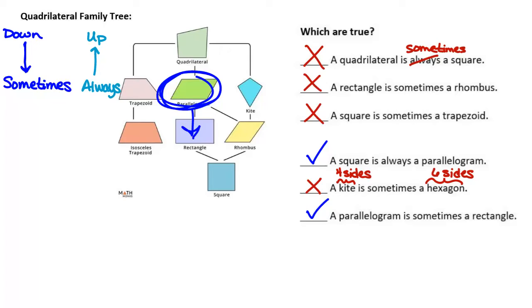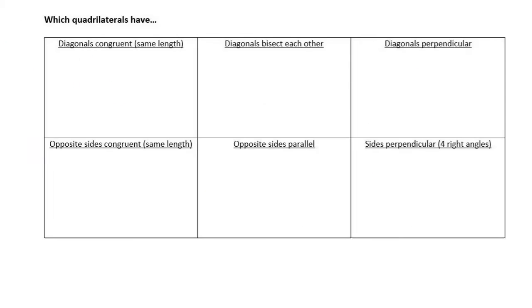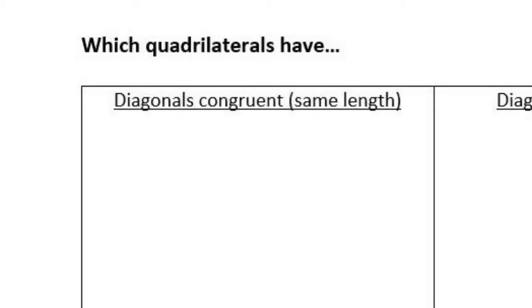All right, I want to look at the box at the bottom because this is dealing with a lot of the properties that we have, and I want to see if we can classify the different types of quadrilaterals, our 6 quadrilaterals, by whether or not they have these different properties. Which of my quadrilaterals has congruent diagonals? Rectangles have congruent diagonals.